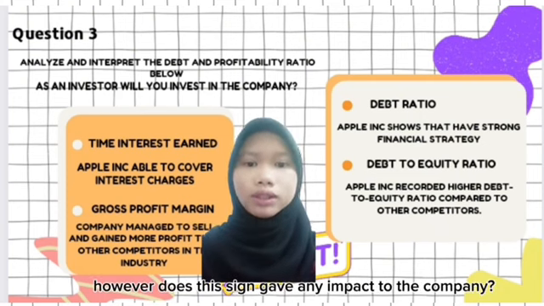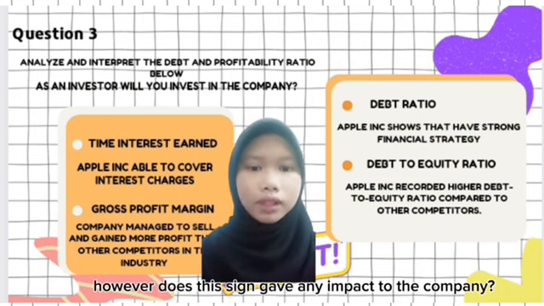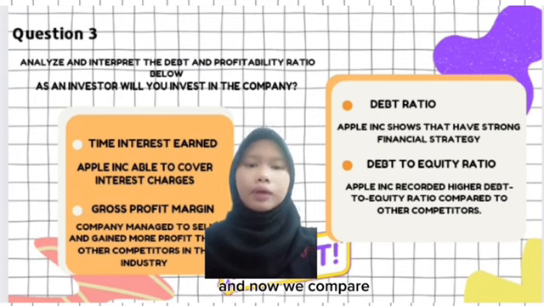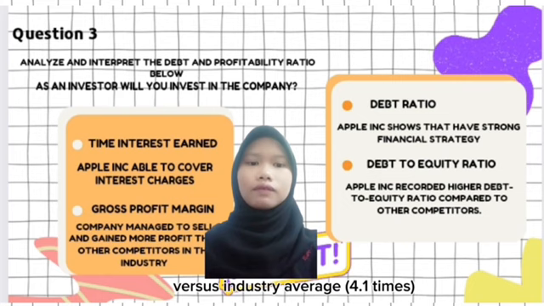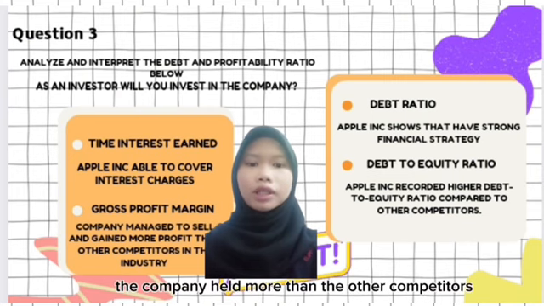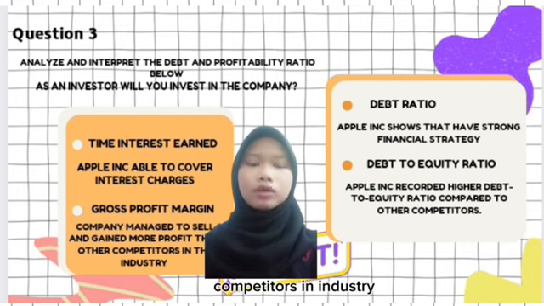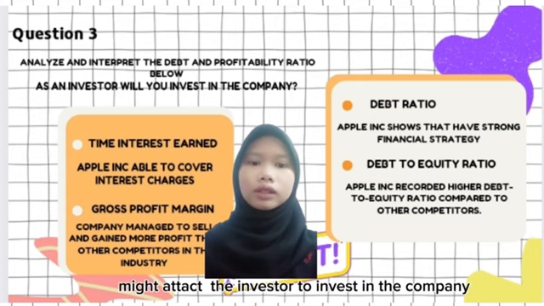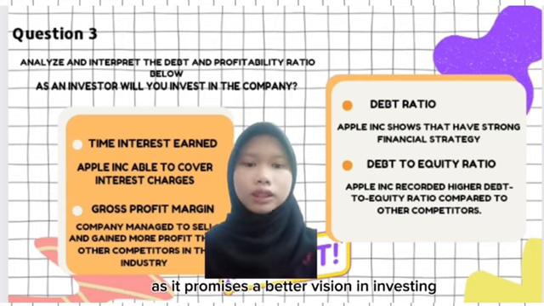However, does this sign give any impact to the company? Now we compare year 2022, 5.2 times versus industry average 4.1 times. Apple Inc. succeeds in keeping up with the industry average ratio. In fact, the company had more than the other competitors in the industry. The difference of 1.1 times between the company's ratio and the industry average ratio might attract investors to invest in the company as it promises a better vision in investing.